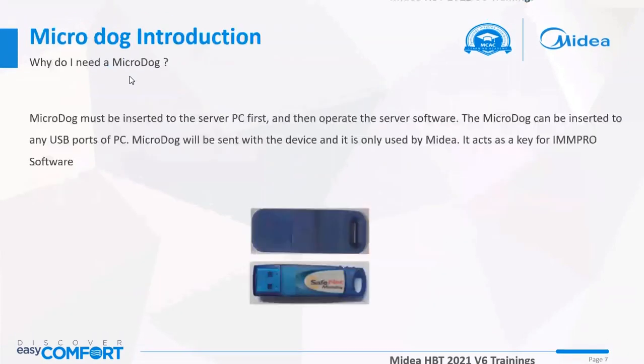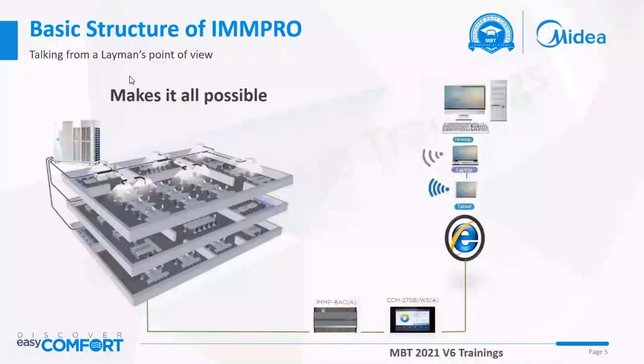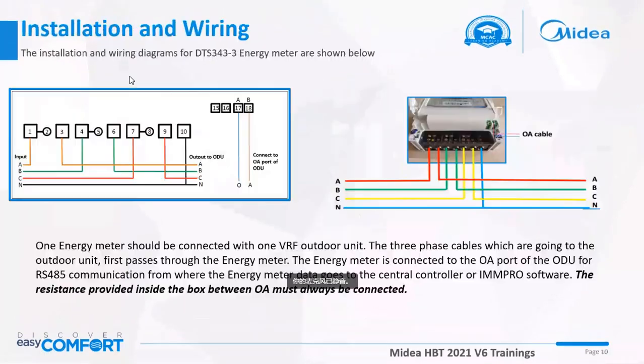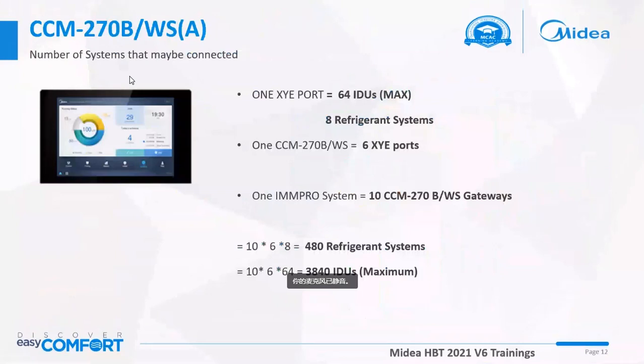I show you again this basic structure. You need a gateway, and the gateway connects to the computer, and this gateway connects to the refrigerant system through the XYE port. So now we are going to discuss the advantages and disadvantages of these two gateways and which to select in which cases. I hope you can understand.